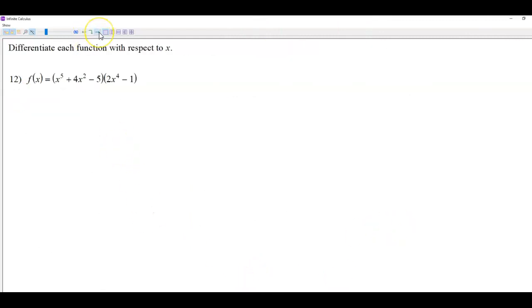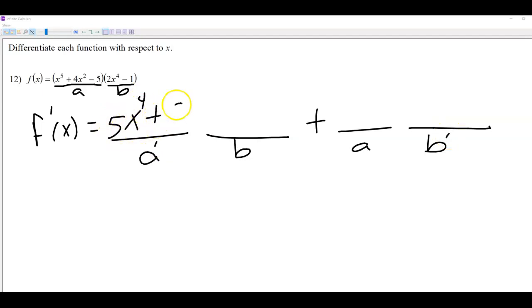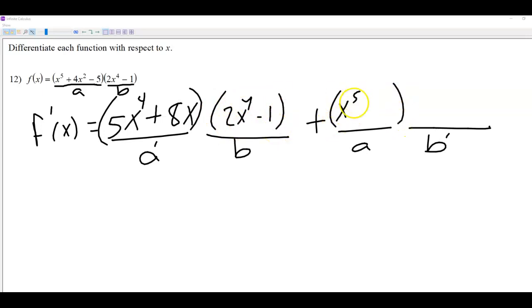Let's go ahead and take a look at number 12. This one's asking me to find the derivative, and as you can see, we have two functions being multiplied together. So when you want to find the derivative of a situation like that, we want to use the product rule. So product rule looks something like this. I'll call this A, I'll call this B. And there's our product rule. So A prime is 5x to the 4th plus 8x. B is 2x to the 4th minus 1. A is x to the 5th plus 4x squared minus 5. And B prime is 8x cubed.